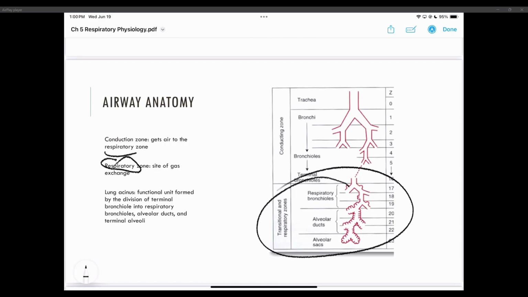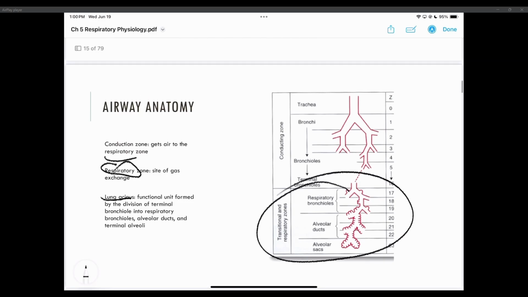Okay, we have a thing called a lung acinus, which is just a functional unit formed by the terminal bronchioles and alveolar ducts. Basically, that's what it is. So an acinus is like one little stalk of broccoli with all the little alveoli on the end. That's an acinus. It's just a functional unit. That's all.